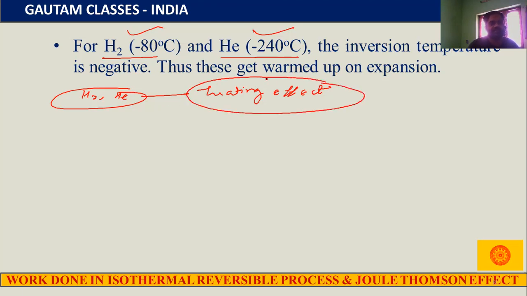Why is this happening? First point, their inversion temperature is negative. Most of the real gases have an inversion temperature around room temperature, which means positive. But in the case of hydrogen and helium, the inversion temperature is very, very low: minus 80 degrees Celsius and minus 240 degrees Celsius. That is why on expansion they show the heating effect. Apart from those, the other gases show the cooling effect.